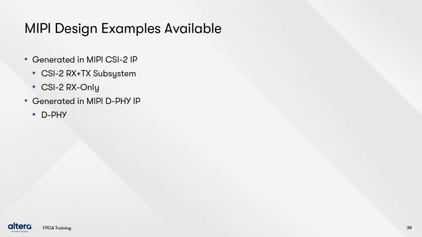There are 2 possible design examples to generate for the CSI2 IP, a design using receive and transmit subsystems, and a design with a receive subsystem only. Note simulation is not supported for the receive-only design example in Quartus version 24.1. An additional design example is available for the D-PHY IP.